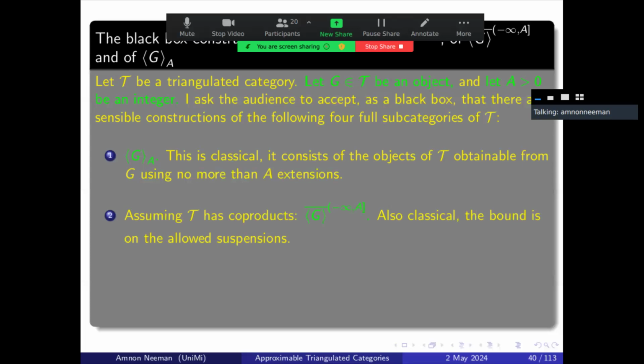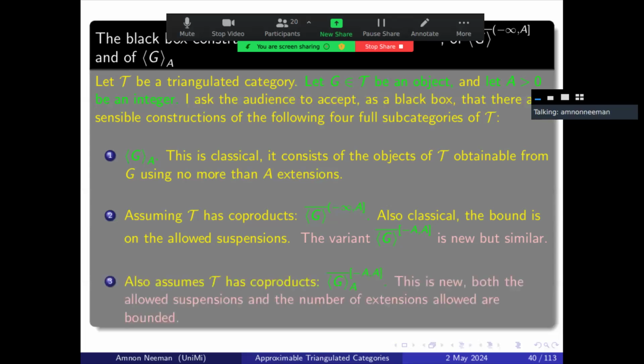they define this object, and the bound is on the shifts allowed. You only allow the shifts to be up to degree A. And of course, you can combine it and make the bound on the shifts stronger. You only shift between degree minus A and A. And finally, you can combine the two and form the smallest of all of these. And this is where you only allow yourself to shift in the range minus A to A, and you only allow yourself to form up to A extensions.